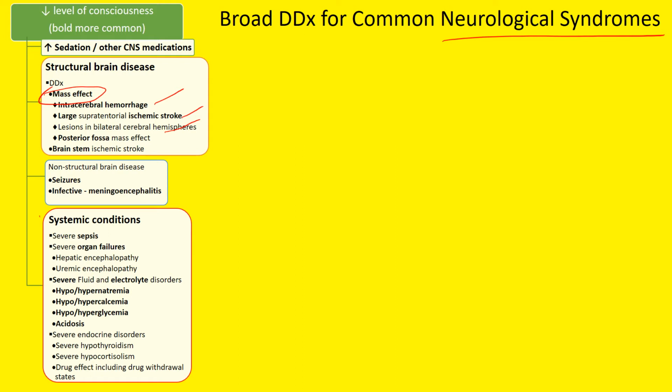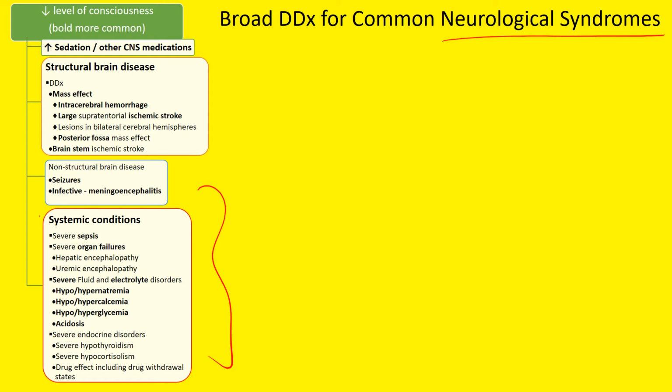Then the non-structural brain disease will be seizures or infective causes, meningoencephalitis. Then you have systemic causes. The systemic conditions can include severe sepsis, so these things here. You can have infection, then organ failures, hepatic encephalopathy, uremic encephalopathy, etc. You have to have severe fluid and electrolyte derangements, okay?